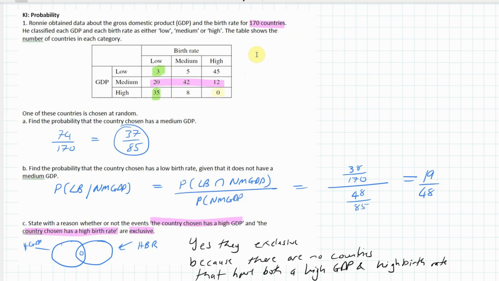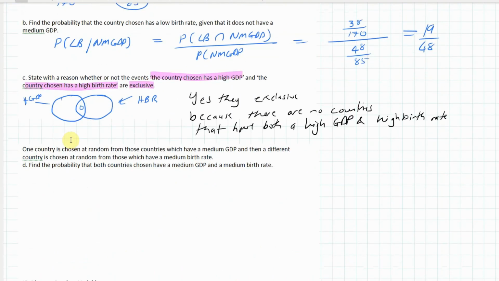Okay, now moving on. One country is chosen at random from these countries, which will have a medium GDP, and then a different one is chosen from those. Oh, hang on, wait a second, read carefully. One country is chosen at random from those countries which have a medium GDP, and then another country is chosen at random from those that have a medium birth rate. Find the probability that both countries have a medium GDP and a medium birth rate.